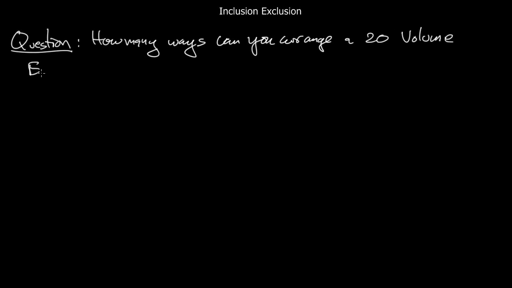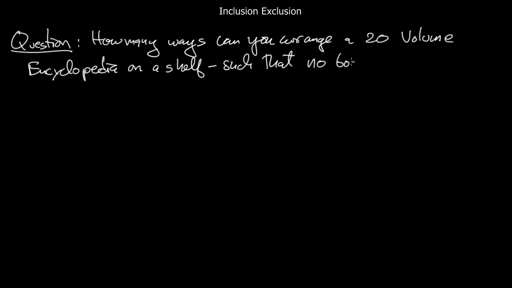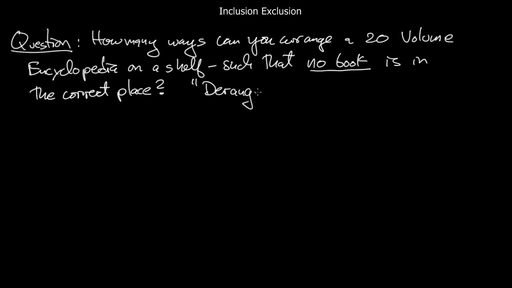If anybody remembers what an encyclopedia is, a 20-volume encyclopedia on a shelf such that no book is in the correct place. So that is to say, the books are numbered 1 through 20, and you want book number 1 not to be in the first place, and book number 2 not to be in the second place, and so on. So that's the question. And this is called the derangement number. And we're interested in figuring out the derangements of n, in particular derangements of 20.